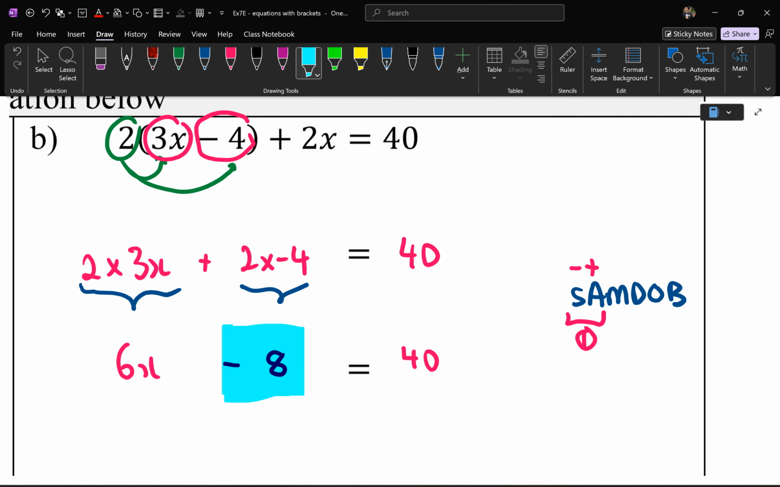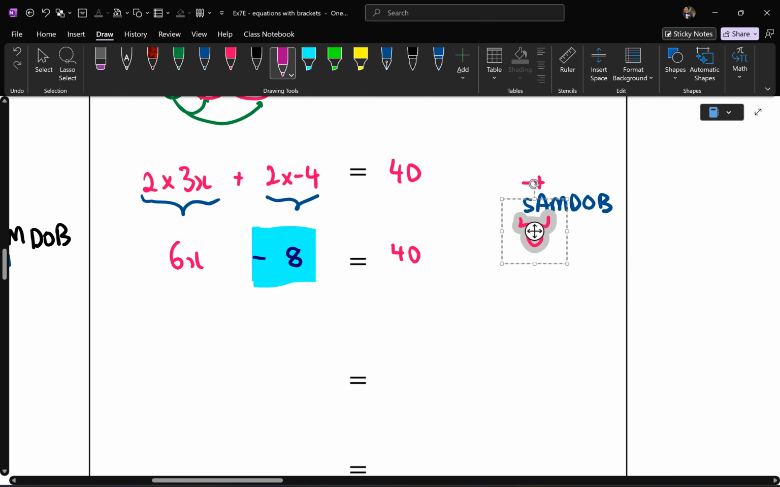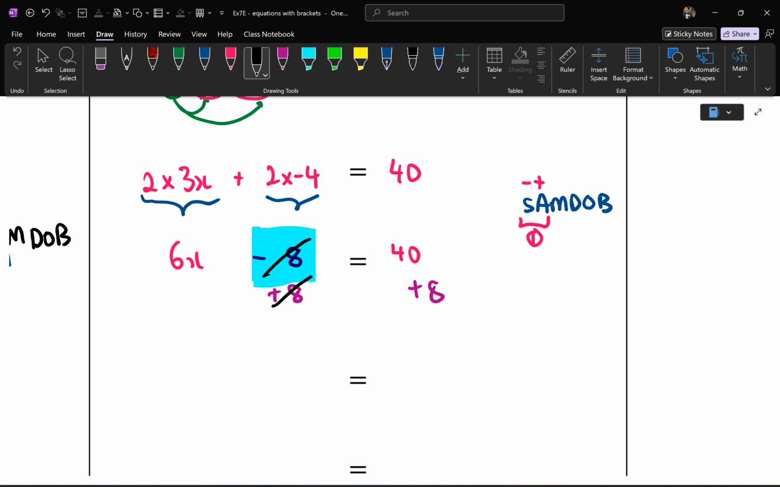That's the first thing we're going to get rid of. And I can see this is a -8. What's the opposite of -8? Bo? +8. Whatever I do to one side, I? Very good. +8 on the other side. So here we go. -8 plus 8 cancels out. End up with 6x is equal to 48.